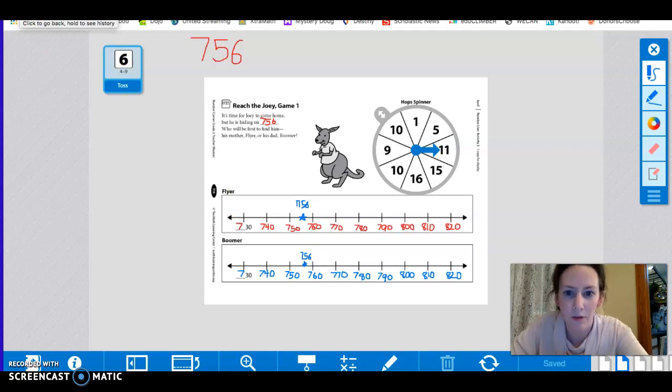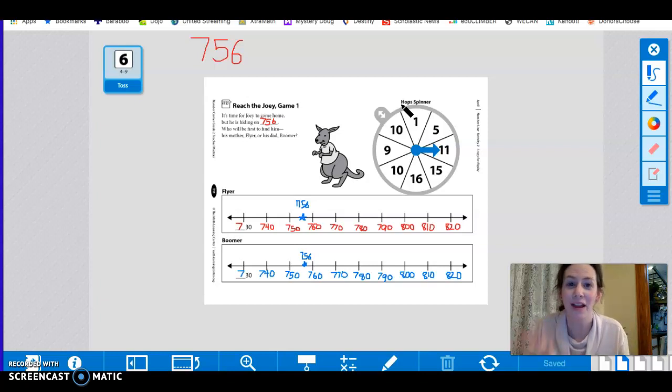Now, for the rest of the game, you're going to need yourself to be either Flyer or Boomer, and then you're going to need a family member at home to be the other player in the game. What the game states is that you're supposed to spin this hop spinner right up here, and then hop that many hops on the number line. And the first person to reach Joey at 756 wins the game.